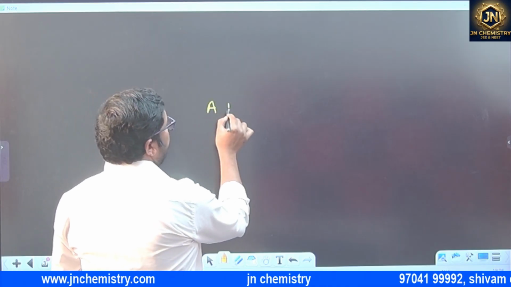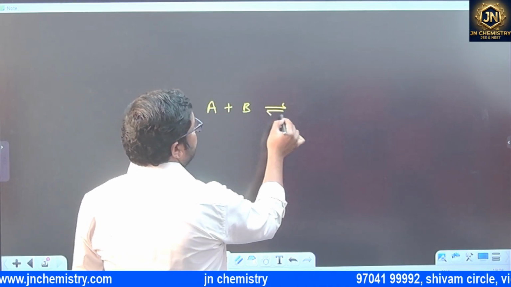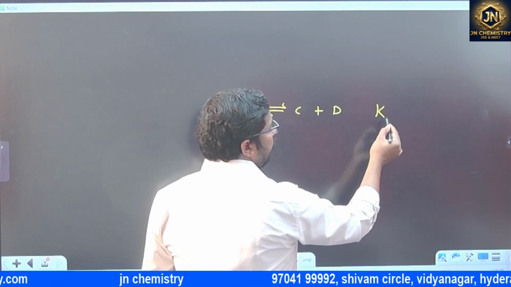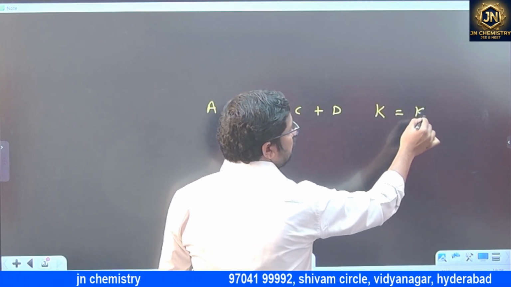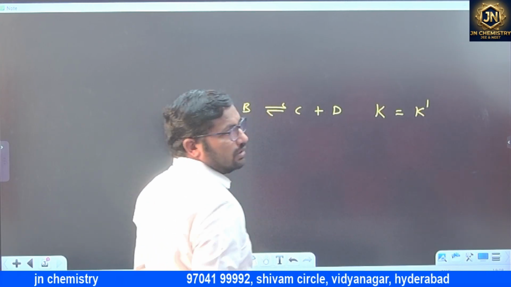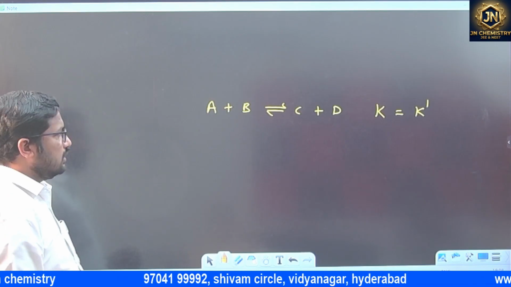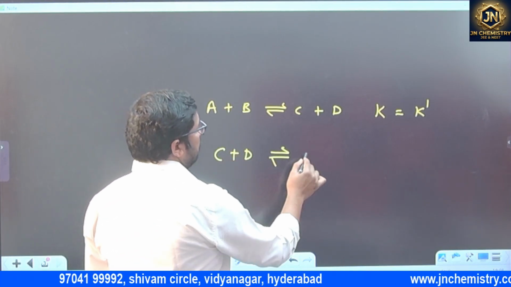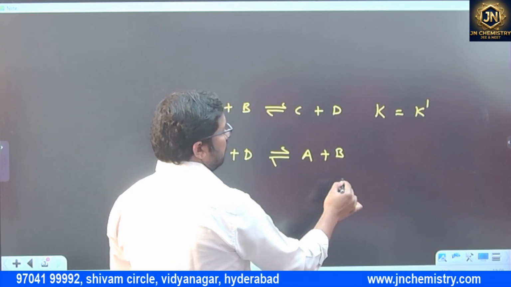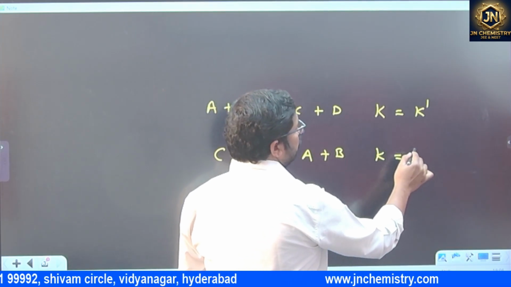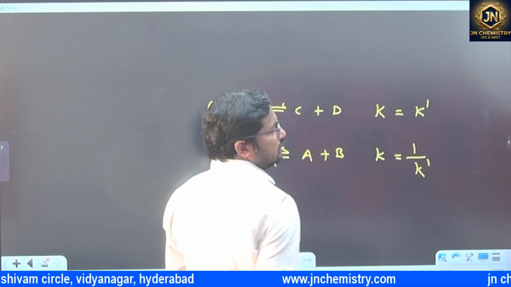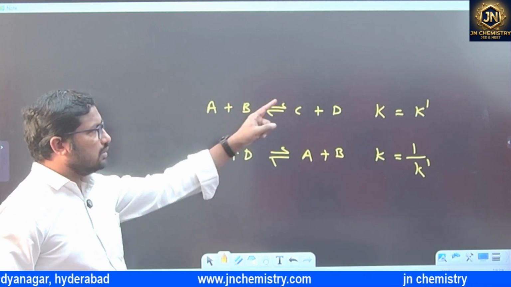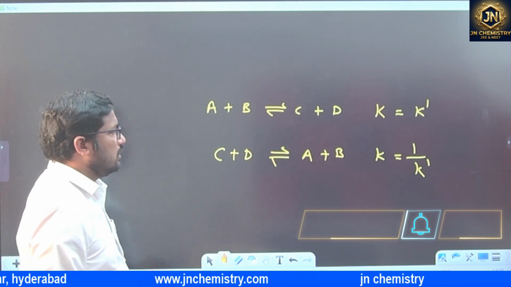For example, A plus B gives rise to C plus D. Imagine K is equal to K1. If I am reversing this, what exactly happens? C plus D gives rise to A plus B. K is equal to 1 by K dash. So when the equation is reversed, the equilibrium constant will be reversed, right?